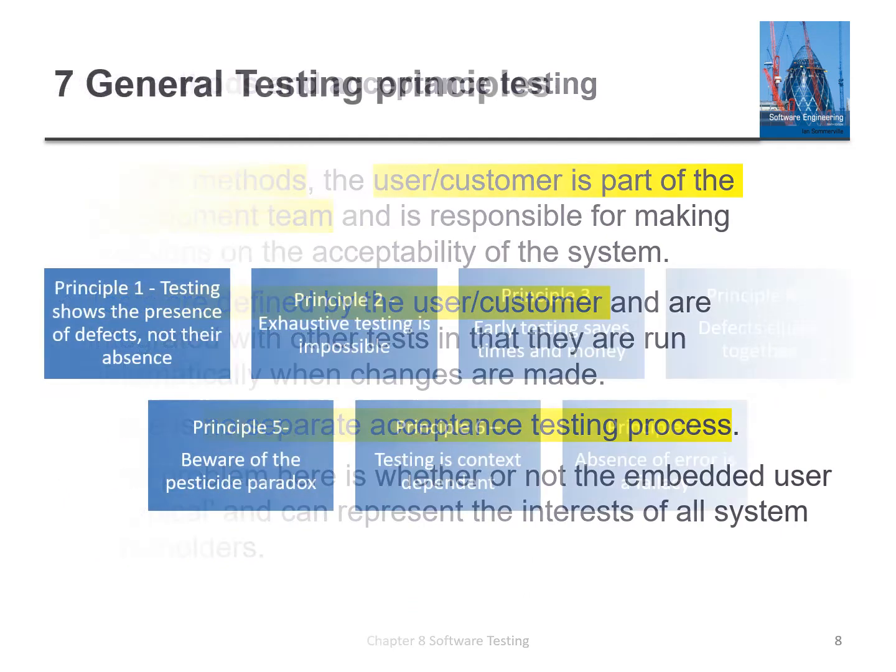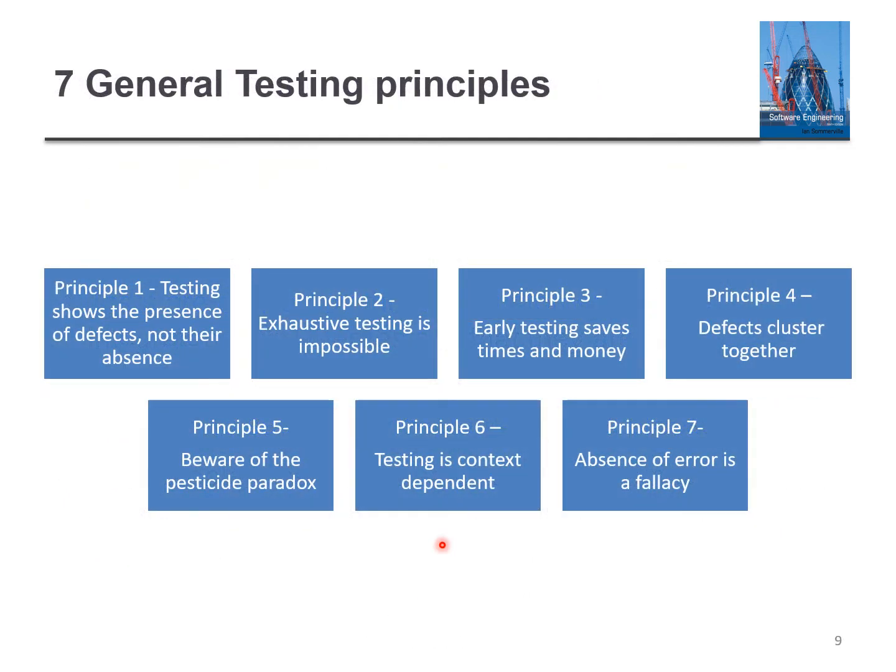Alright, now that we have covered acceptance testing, involving three types of user testing, and then we looked at how Agile is related to acceptance testing. Okay, let's look at the last content of the video, which is on seven general testing principles.